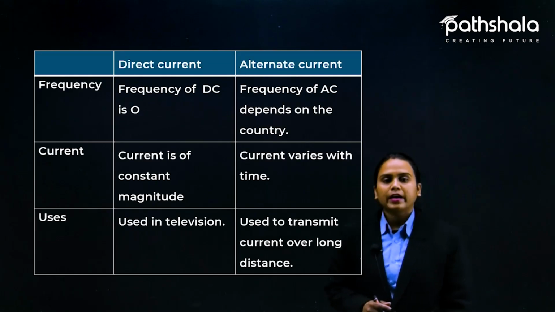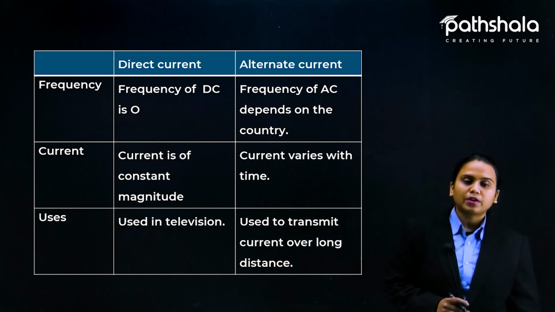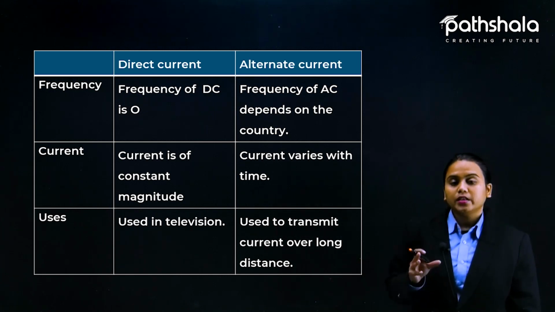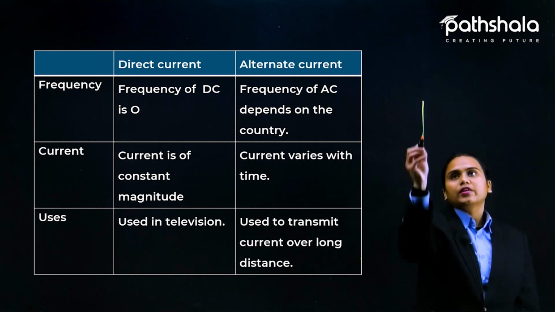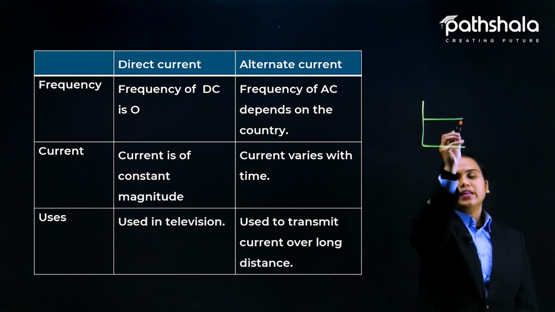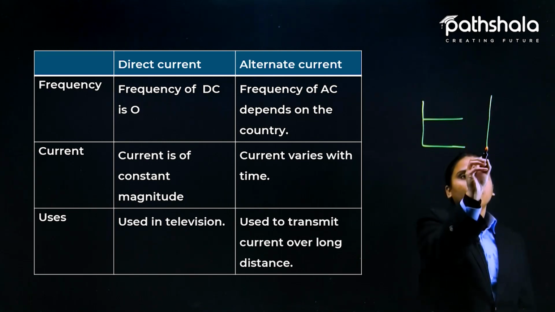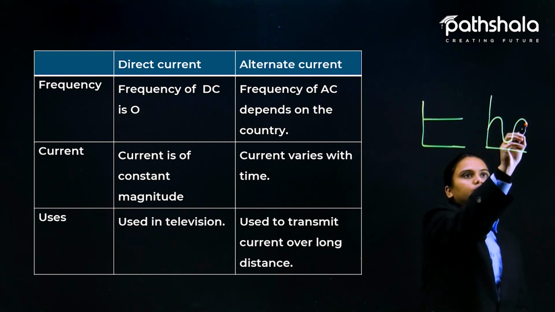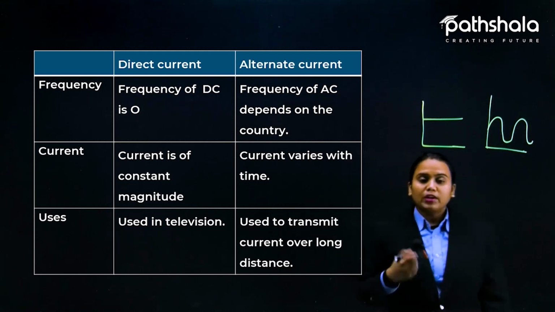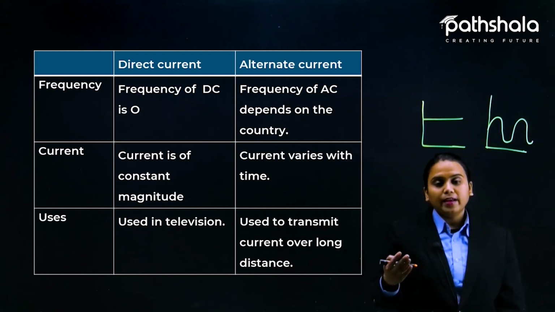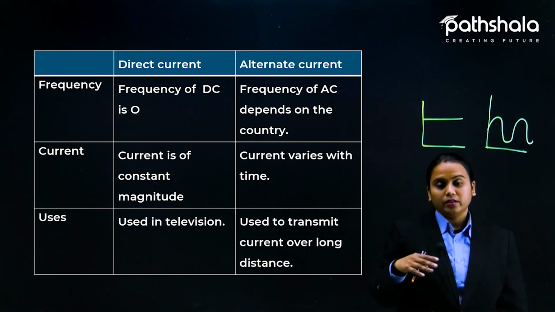Here we have some more differences between direct and alternate current in the case of frequency. Let us define it according to the frequency. You know that direct current is not changing at all, because the graph for direct current we have seen like this, and in the case of alternate current it is going to be like this. It is going to change its phase, so we can draw it like this. So, phase changing.